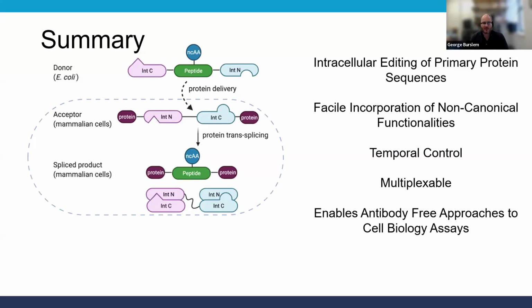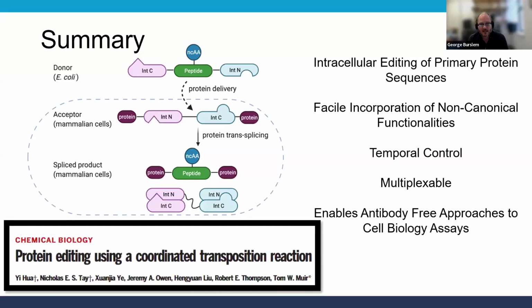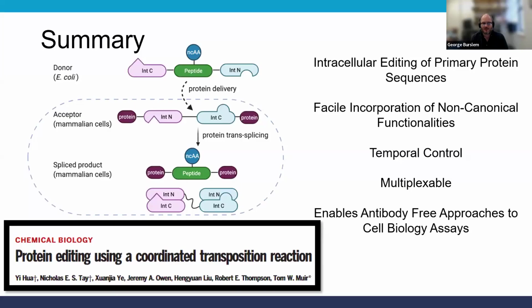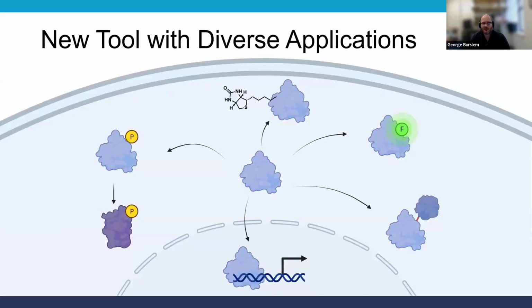I also want to mention that concurrent with our publication in Science, the Mio Lab also published a very complementary system where they used inteins to do protein editing using a coordinated transposition reaction, exactly the same technology that we used, but mostly focused on biochemical approaches rather than in cell approaches. But they're really both complementary papers. And so we think this now is a new tool with hopefully diverse applications.